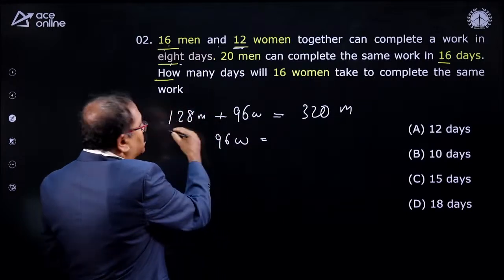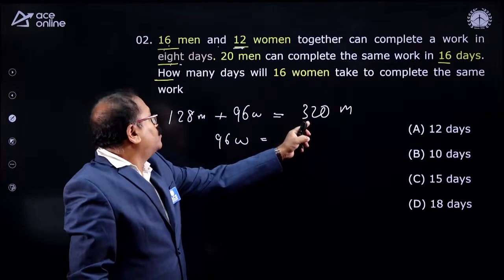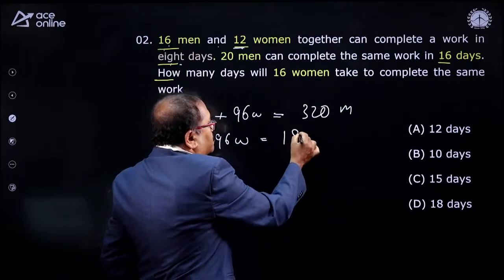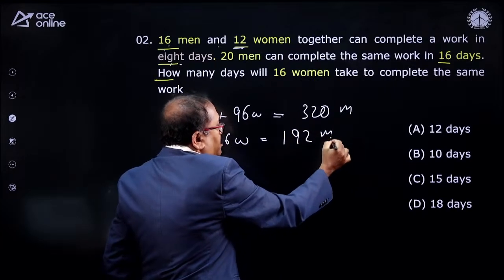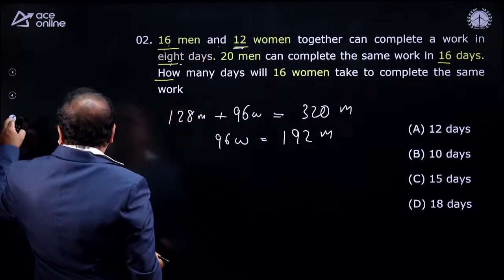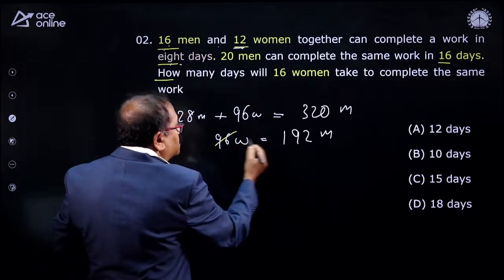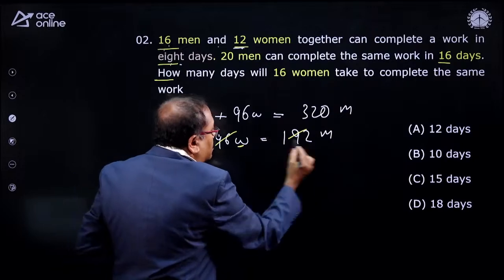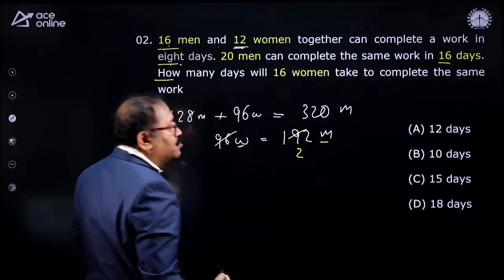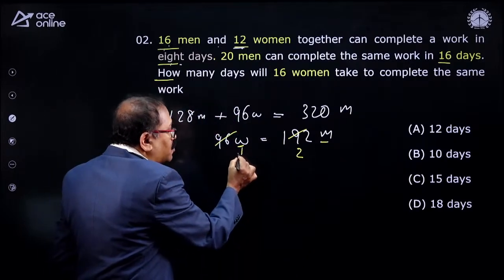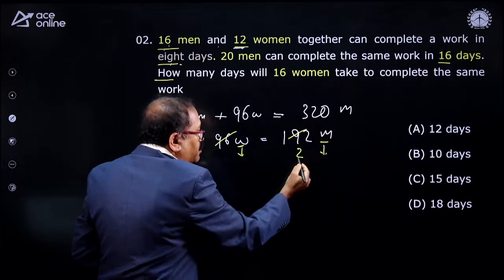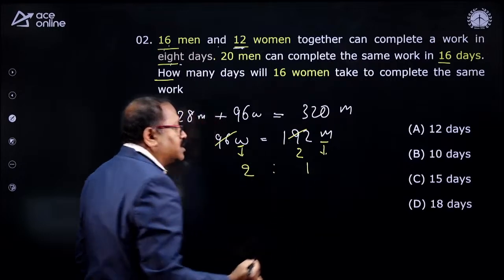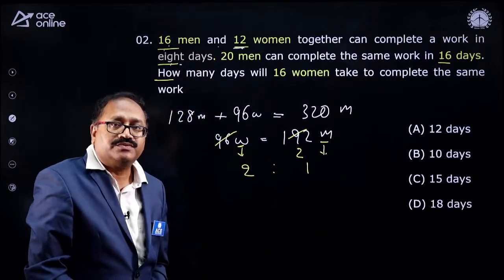128, that's right. So if I take out the 120 over here, 200, and take out the 8 over here, that's 192. So 192 men. Is it getting cancelled? Yes, I notice that it is getting cancelled 2 times. So I notice that one woman is equal to 2 men. The efficiency ratio of women to men will be 2 will come over here, and the 1 is here, so 1 will come over here. This is the efficiency ratio.